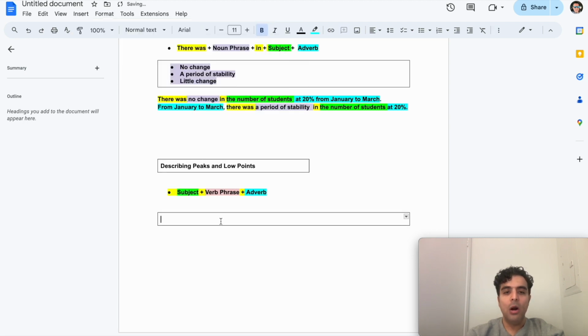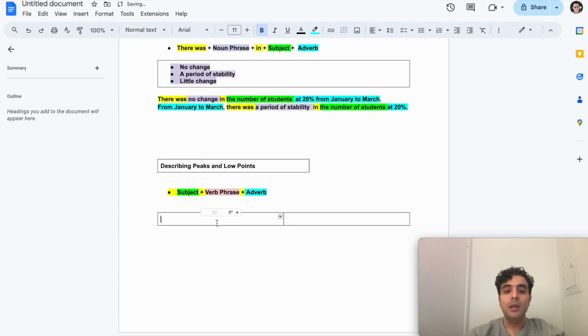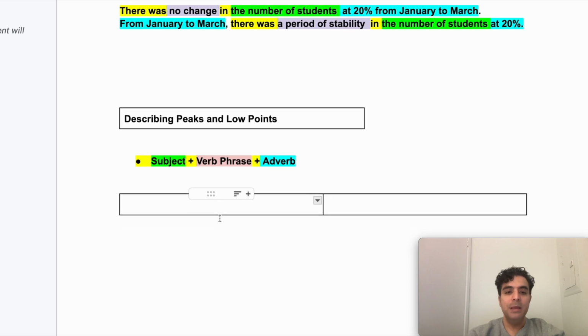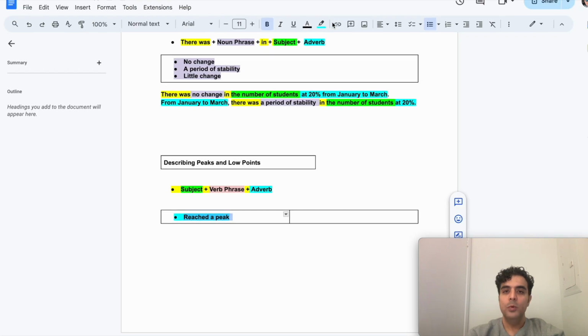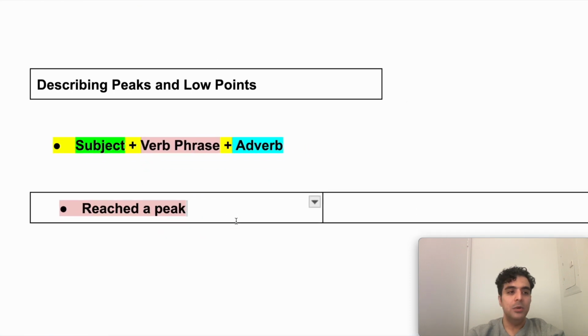Okay, so what are the verb phrases that we could use to describe peaks and low points? We actually need to separate these two. We need one set of structures for describing peaks and one set of structures for describing low points. Let's start with peaks, right? So you could say it reached a peak. That's one structure that you could use. And again, we need to color code this in red, right? So it reached a peak. What else can we say?